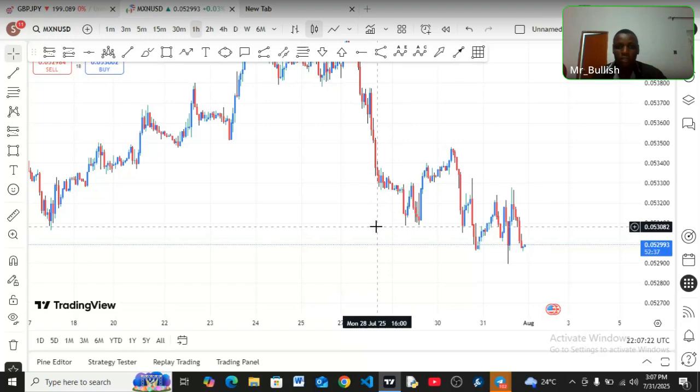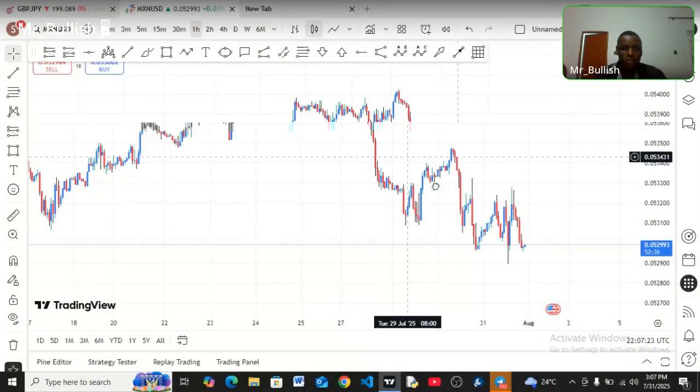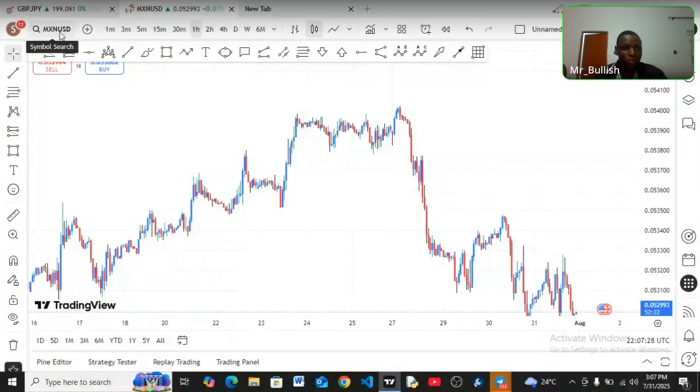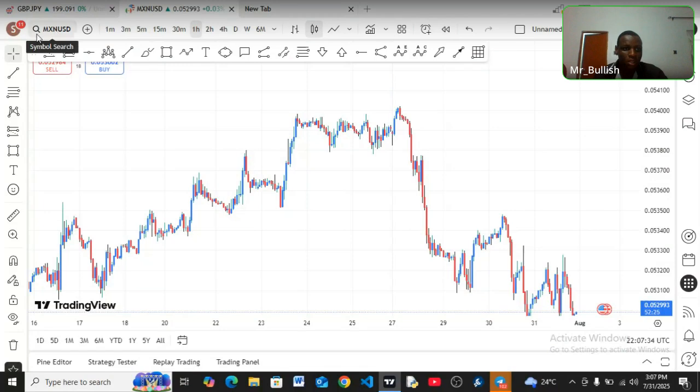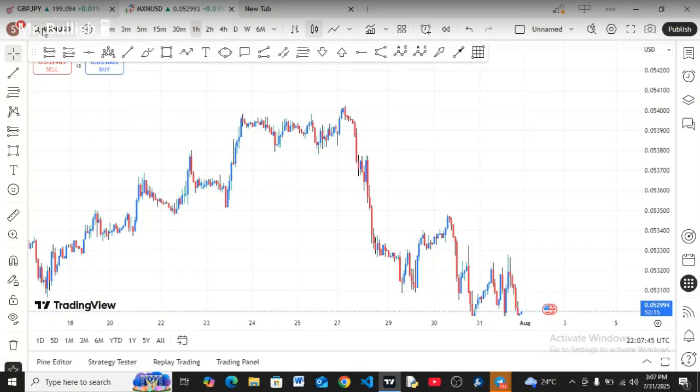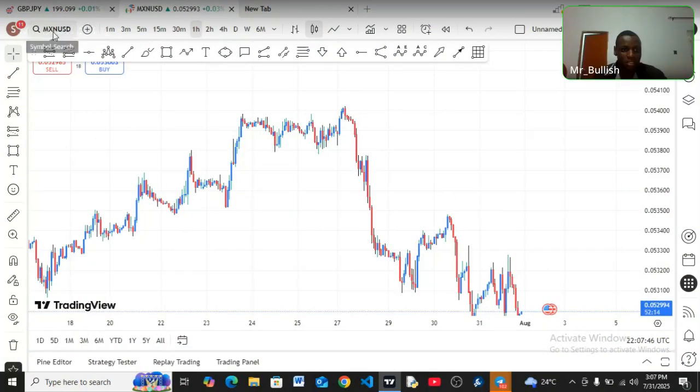Alright, so now I was saying something about this candlestick. You see, we changed the currency from that GBP whatever to this one now. Now this is the Mexican pesos against the US dollar. And what we have here is actually the same. These blue candles represent this MXN, while the red candles represent the US dollar.